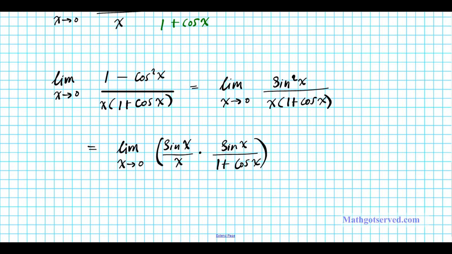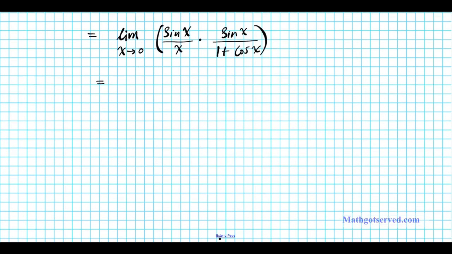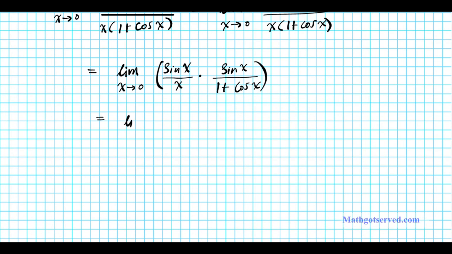So this expression now becomes the limit as x approaches 0 of sine x over x times the limit as x approaches 0 of sine x over 1 plus x. And what do we have here? Now we can use the squeeze theorem here. If I do that, I think I changed the problem a little bit. Let's fix that: 1 plus cosine x. Sorry about that.